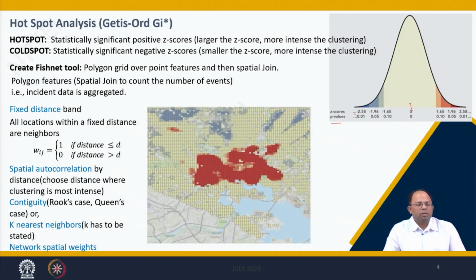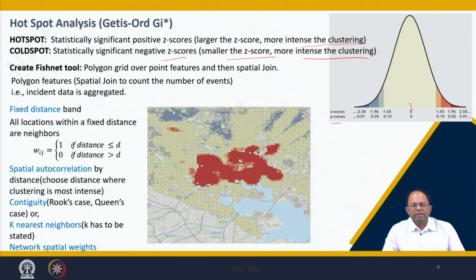So the hotspot is basically statistically significant positive z-scores. The larger the z-score, the more intense is the clustering. A cold spot is a statistically significant negative z-score. So the smaller the z-score, the more intense is the clustering. So this is how we can identify, generally, hotspots or cold spots that are happening maybe in an urban area.